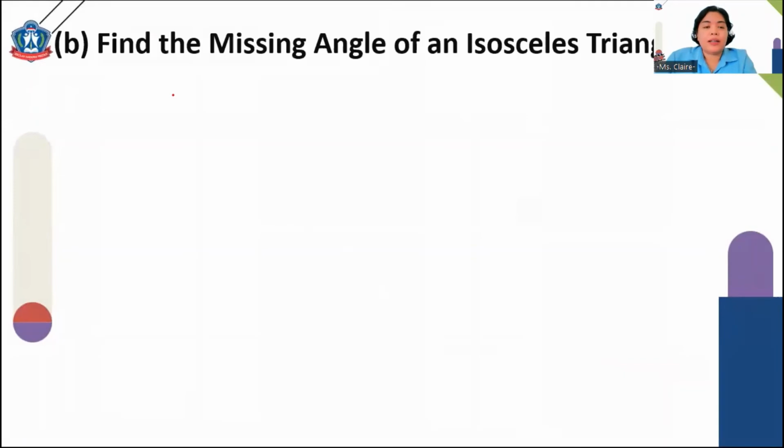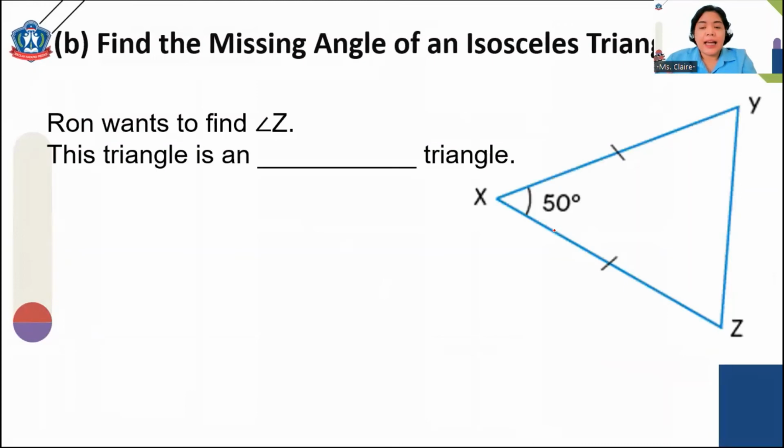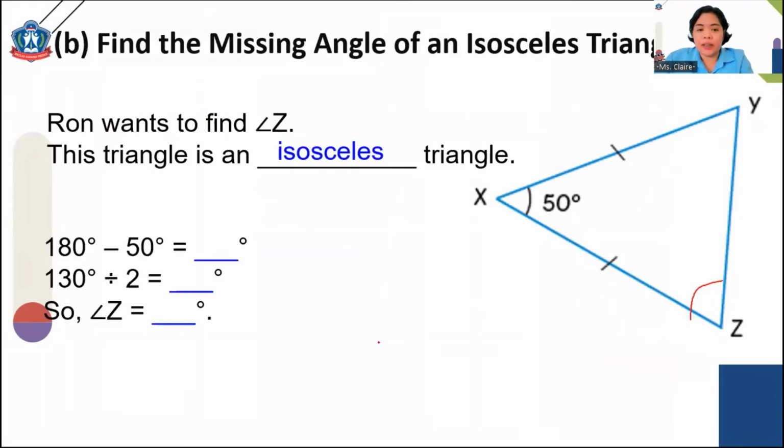Okay, how about this one? Let's find the missing angle of an isosceles triangle. Do you remember what is an isosceles triangle? Yes, an isosceles triangle is that two of the sides are equal. It means to say two of the angles are equal. If two of the sides are equal, so it means two of the angles are equal. So Ron wants to find angle Z is 1. So this triangle is an isosceles triangle.